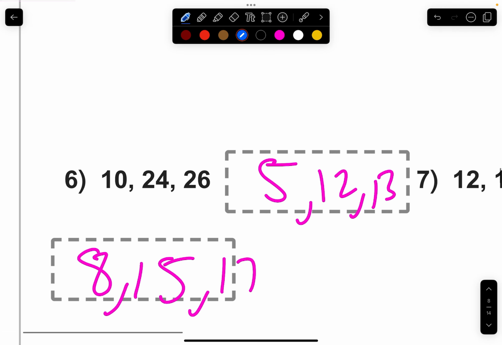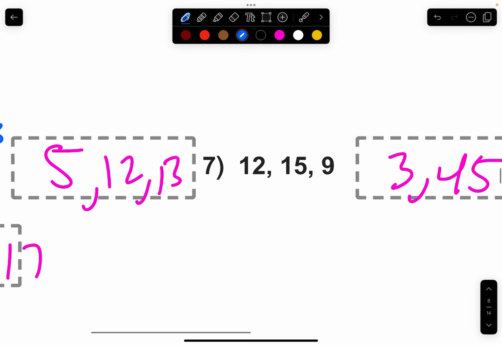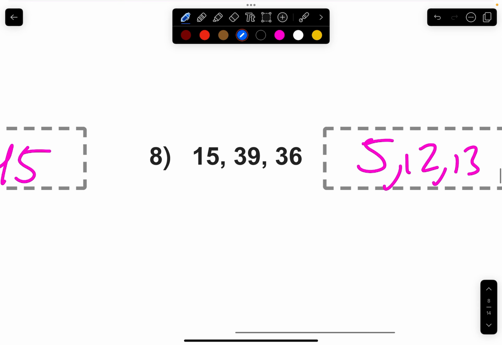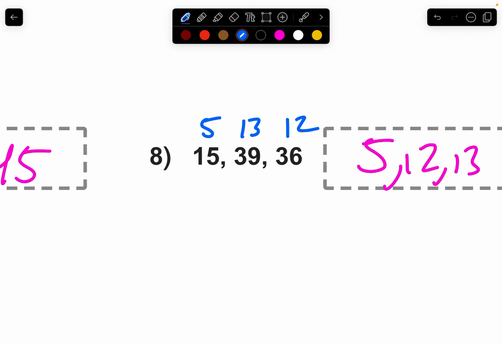Keep the ball rolling. Divide by 2, divide by 2, divide by 2. Divide by 3. Divide by 3, divide by 3. Here we go. Just 3 again. Divide by 3, 3, and 3.